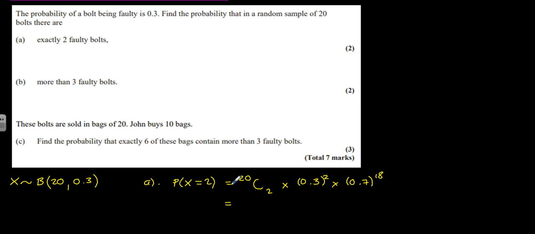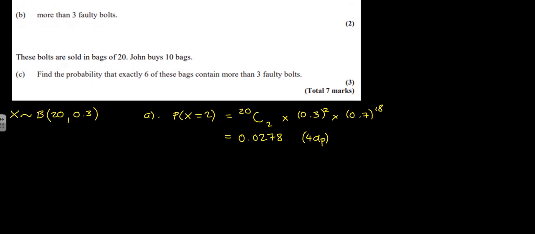We type that into our calculators, and we come out with this answer, 0.0278 to 4 decimal places. So that is the probability of having exactly 2 faulty bolts.